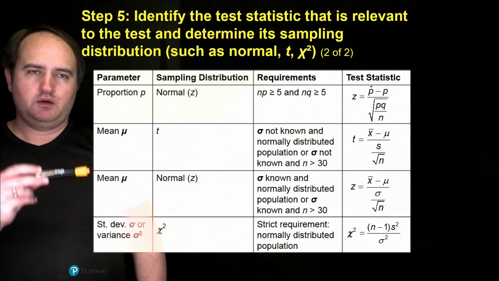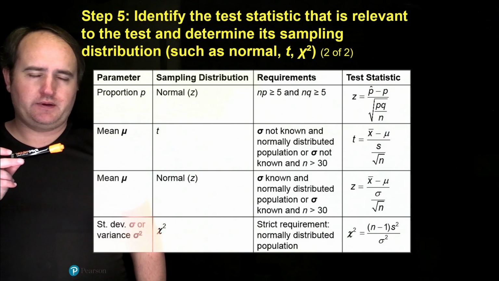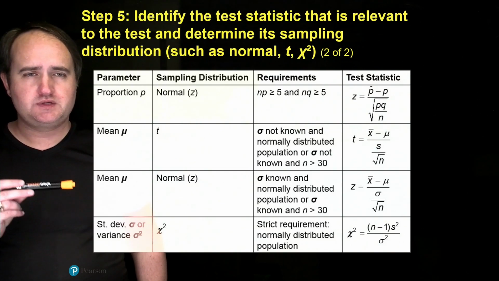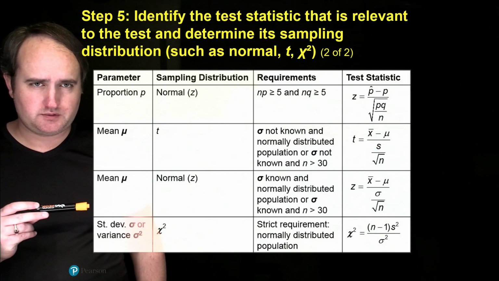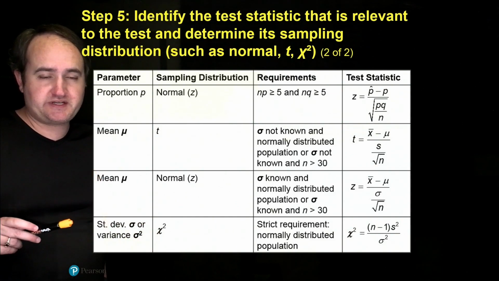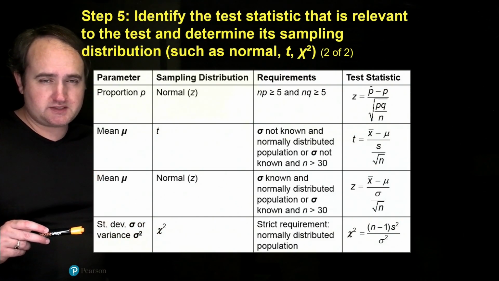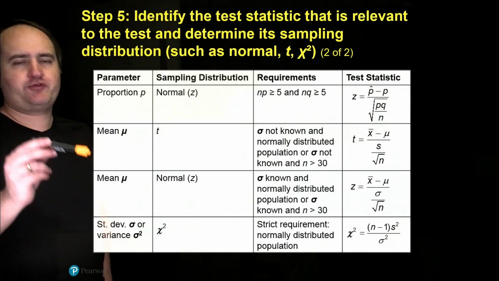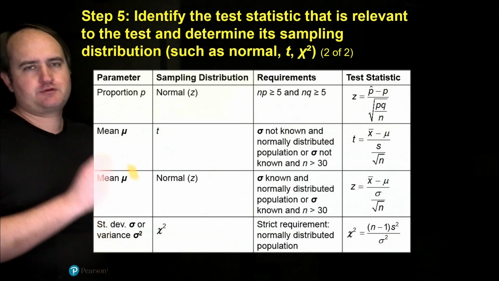But if you're trying to do hypothesis tests for a mean mu, then you would be using one of these two rows. And then if you're trying to do a hypothesis test for a standard deviation sigma or variance sigma squared, you would actually be in this last row. But for us, we're going to be focusing on just this first row.